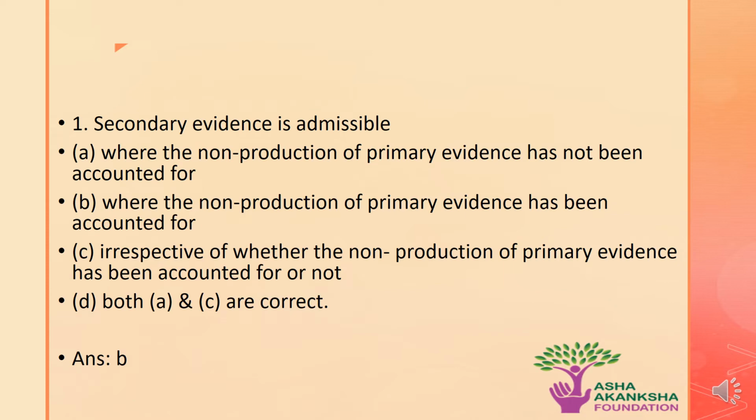With the first question, that is, secondary evidence is admissible in what situation? The options are A, where the non-production of primary evidence has not been accounted for. B, where the non-production of primary evidence has been accounted for. C, irrespective of whether the non-production of primary evidence has been accounted for or not. D, both A and C are correct. The correct answer to this question is option B, that is, secondary evidence is admissible where the non-production of primary evidence has been accounted for.